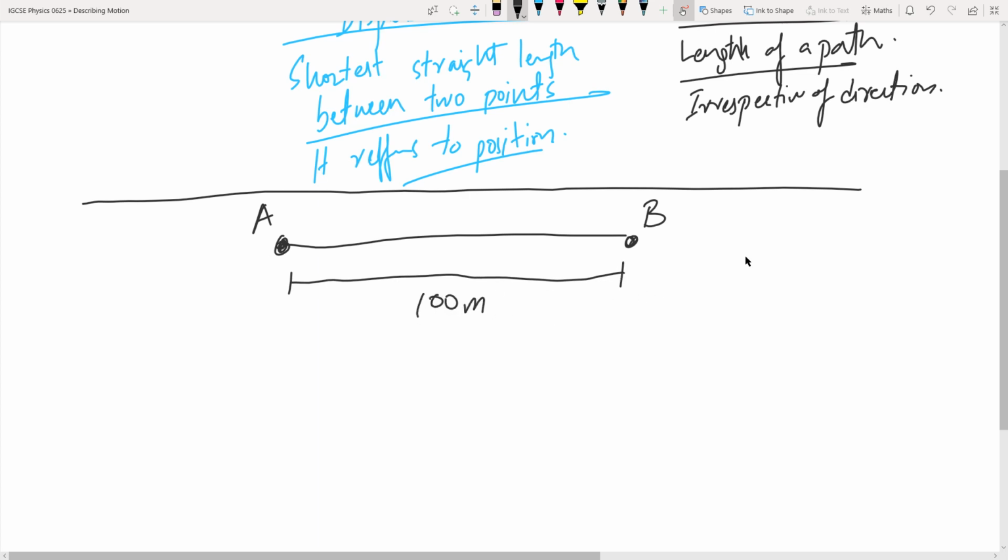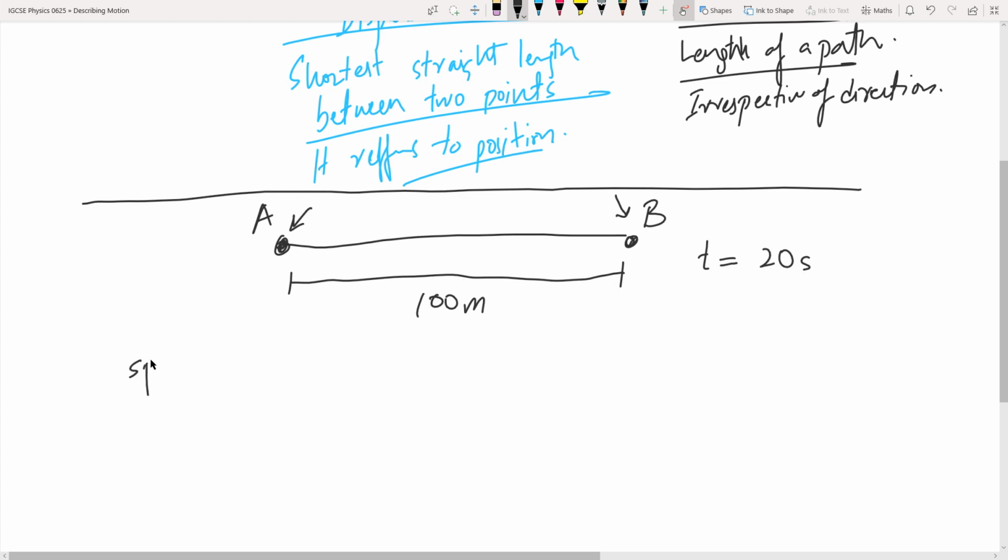And on a stopwatch, we start the stopwatch at point A, and as soon as the car reaches point B, we stop the stopwatch, and the stopwatch reads the time, which is small t, to be 20 seconds, right? So the car took 20 seconds to cover a distance of 100 meters.